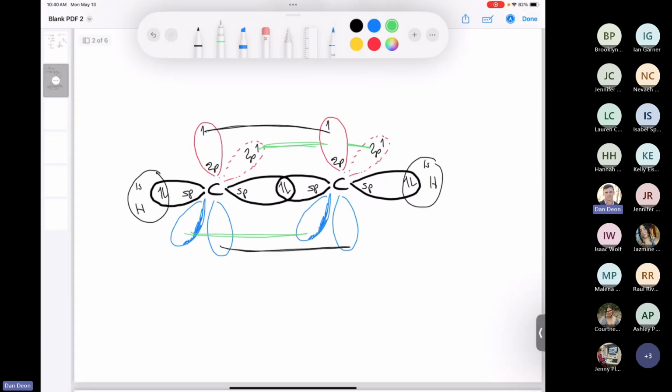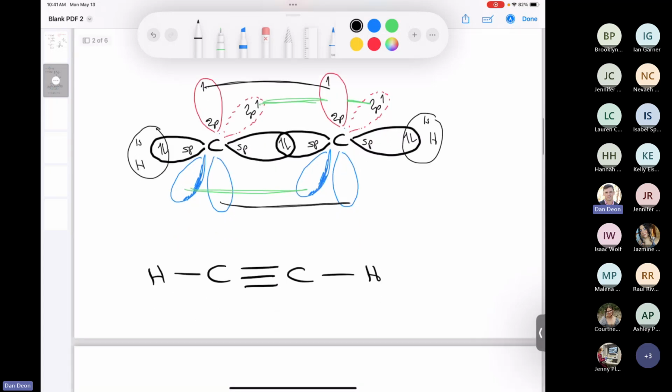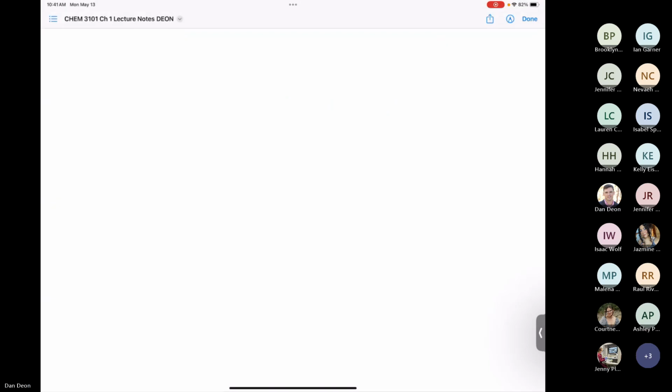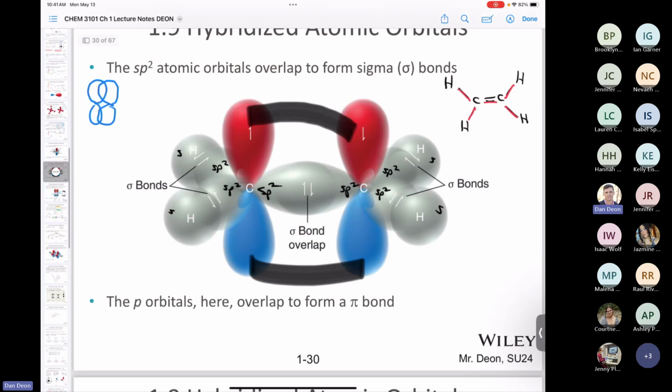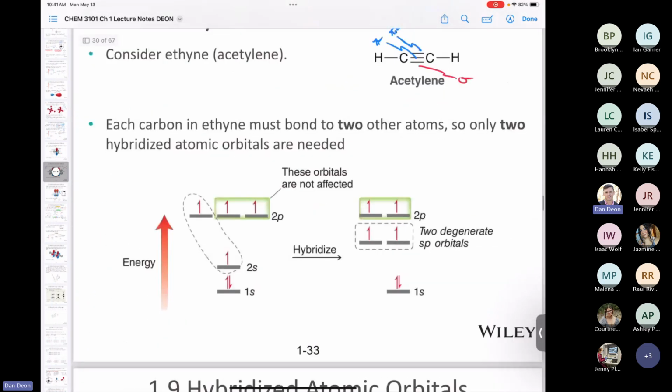So what I've just drawn is the orbital overlap diagram for this molecule. Okay? All I'm doing is drawing this molecule, but I'm showing you the orbitals that are being used to make the molecule. So there you go. And this molecule, again, this is called acetylene or ethine. Either one is totally fine. So there you go. So that explains hybridization.